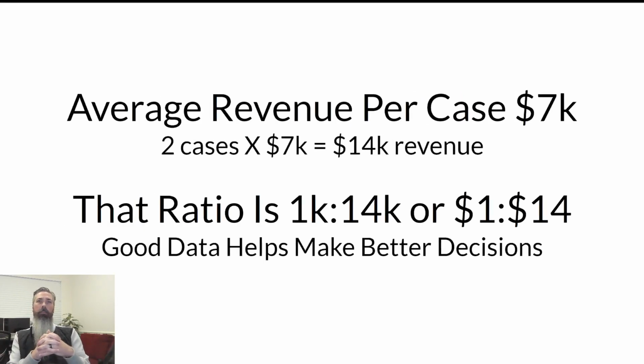That means, when we're looking at the return on investment calculation and ratios, we need to understand the average value of each case, or average client value, ACV. And so we look at what your average is, and we'll just say that number is $7,000 per case. And let's say that those 2 cases, times $7,000 apiece, equals $14,000 in revenue to the business. So that ratio looks like $1,000 in ad spend equals $14,000 in revenue. Or to simplify that down, for every dollar you put in, you get $14 back. And that's a pretty good ratio.